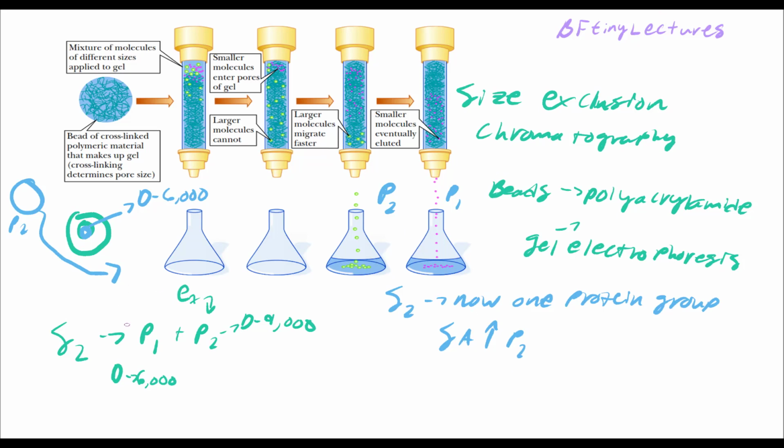Notice that the beads have different Dalton limits, okay? So depending on the experiment that you're working with, you can have beads that go up to 60,000 Daltons, 50,000 Daltons, etc. In this example, I just said it was 6,000. In real life, there are different packets that have different limits.